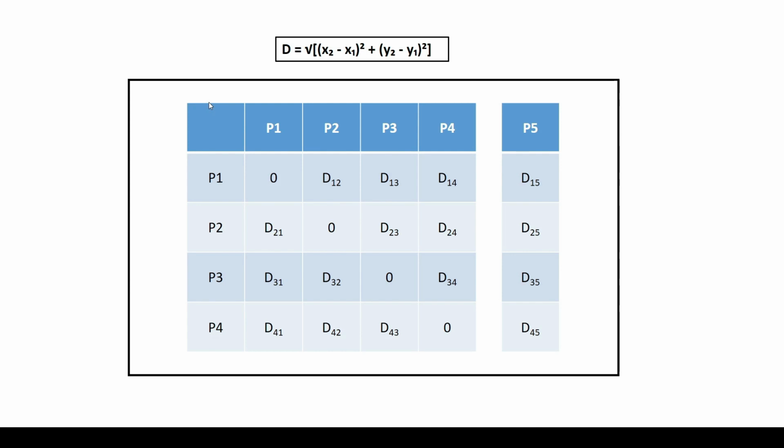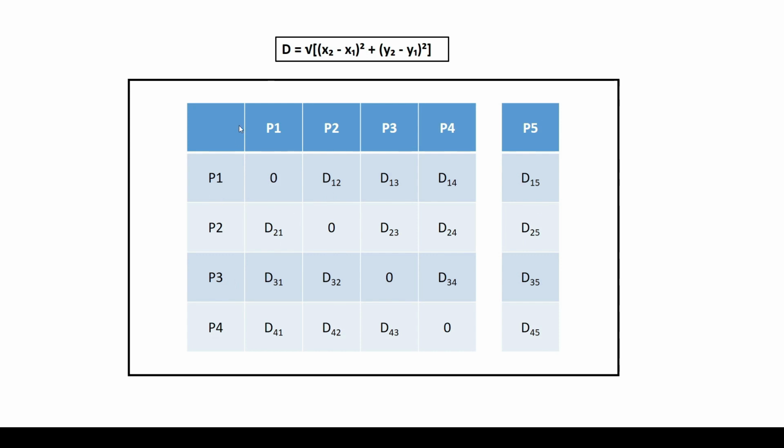So we're going to create what we call a distance matrix. We have all the points here, P1, P2, P3, and P4, and we have them also in here. The distance between P1 and P1 is going to be 0. Then we calculate the distance between P1 and P2, and so on. Also, on the right side here, we are going to calculate the distance between P1 and P5, P2 and P5, P3 and P5, and so on. So keep that in your mind.